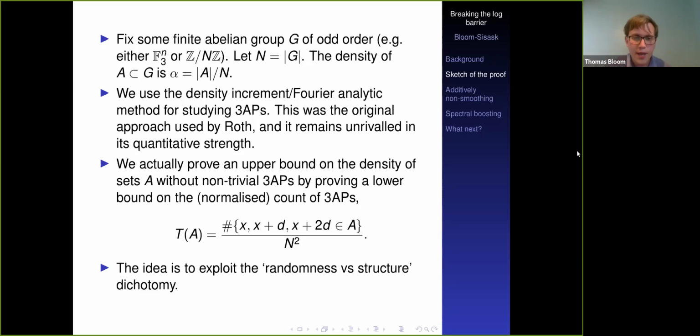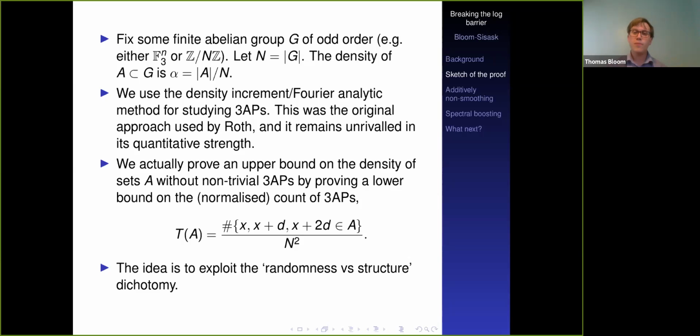So in particular, if I let T of A be the normalized count of 3-term arithmetic progressions, so that's just the number of triples of the form x, x plus d, and x plus 2d inside A, normalized by dividing by N squared, this will be a quantity between 0 and 1. Then our method will give a lower bound for T of A in terms of the density of A, a lower bound that works whatever A is, as long as it has a fixed density alpha.